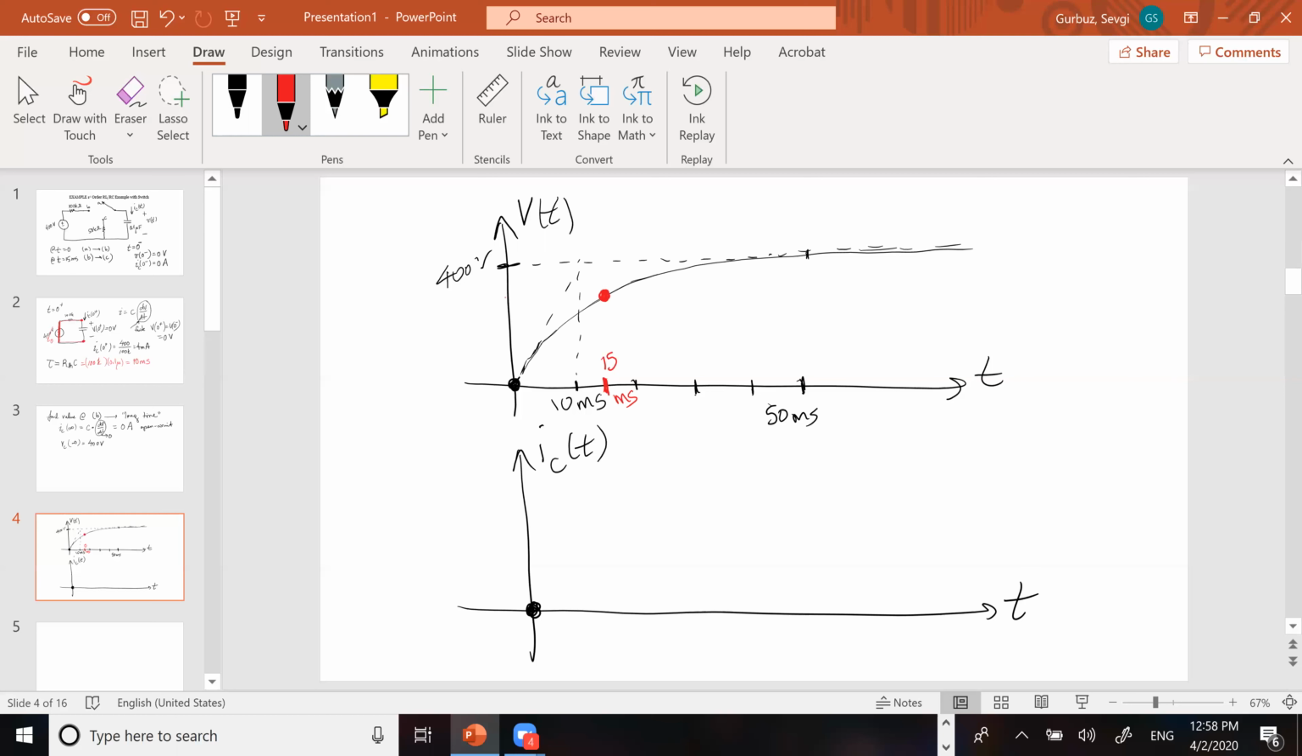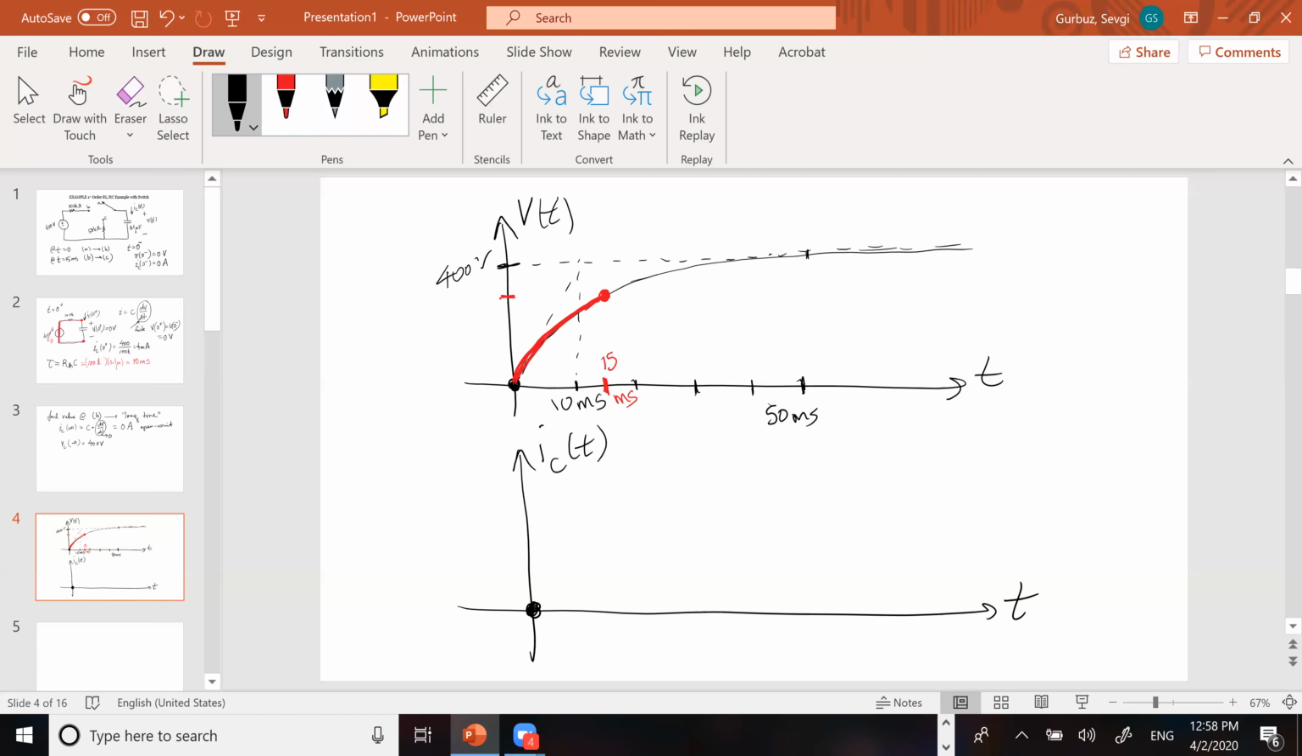Whatever the value of the voltage increase was at 15 milliseconds, it's going to stop there. So we've only really calculated this red portion of the curve so far. And we need to calculate what this intermediate value is so that we can use that as initial conditions for calculating the next stage of the problem.